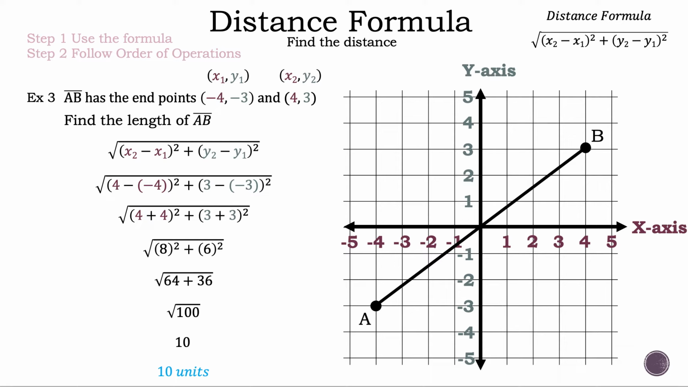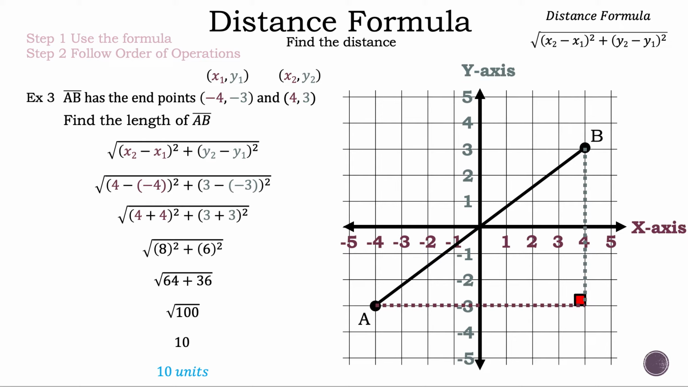Now, let's use the graph to show you why this is the case. Let's start by drawing a dotted line from point A to underneath point B, and let's continue by drawing another dotted line from the end of that dotted line to point B. As we can see, we have created a right triangle where segment AB is the hypotenuse and the two dotted lines are our legs. Now, let's find the measurements of these legs.